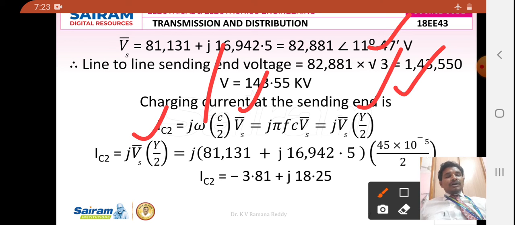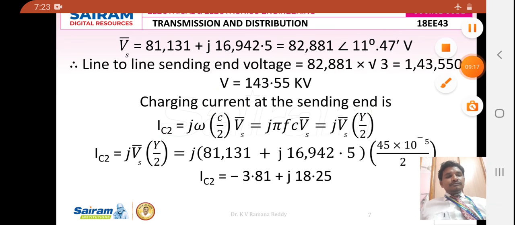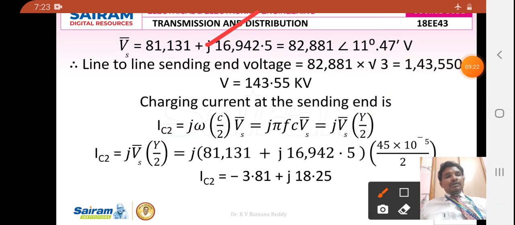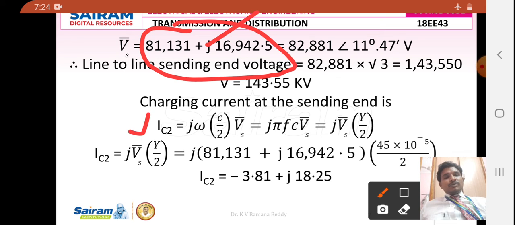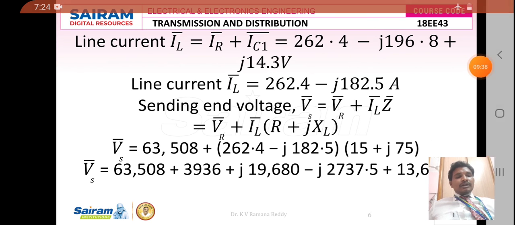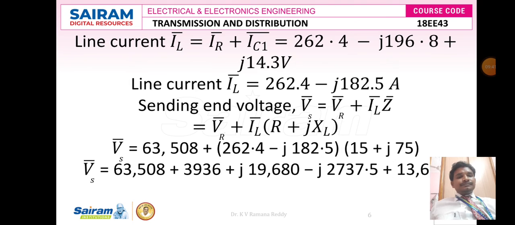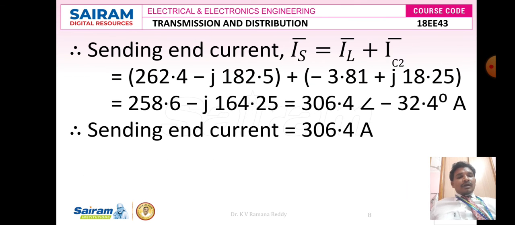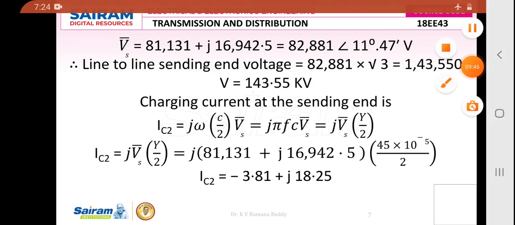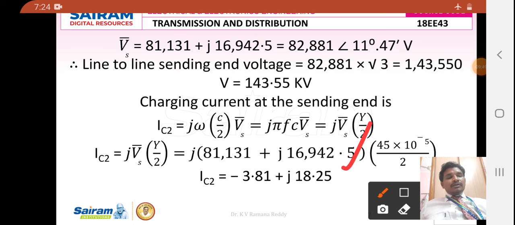Here I am going to substitute that Vs bar. Vs bar means 81,131, that is the rectangular form value. I am going to substitute it in the place of Vs bar, and one more, Y by 2. Y is the admittance value they gave, 45 into 10 to the power minus 5 divided by 2. After doing simplification, here we got IC2 is equal to minus 3.81 plus j 18.25.